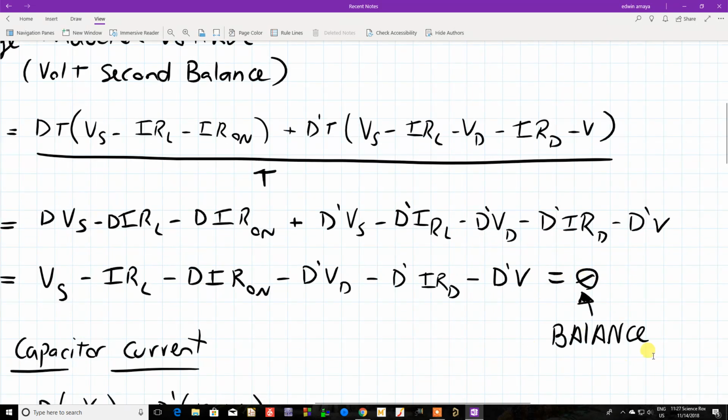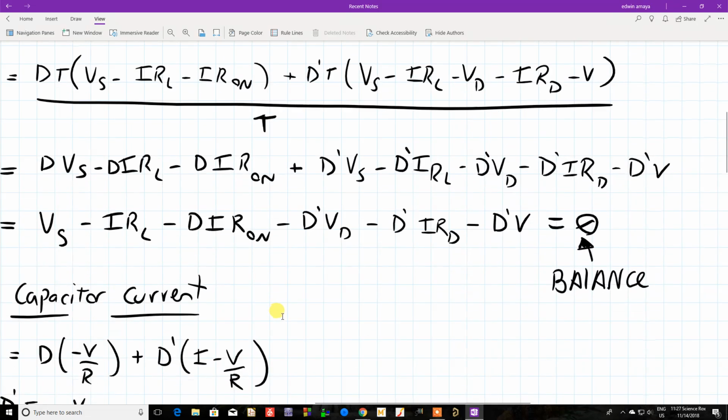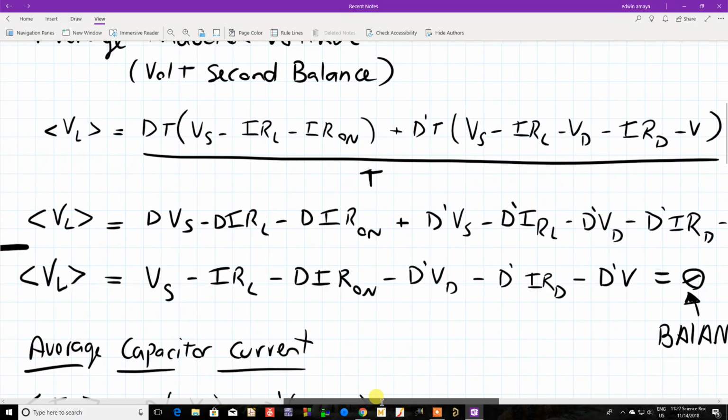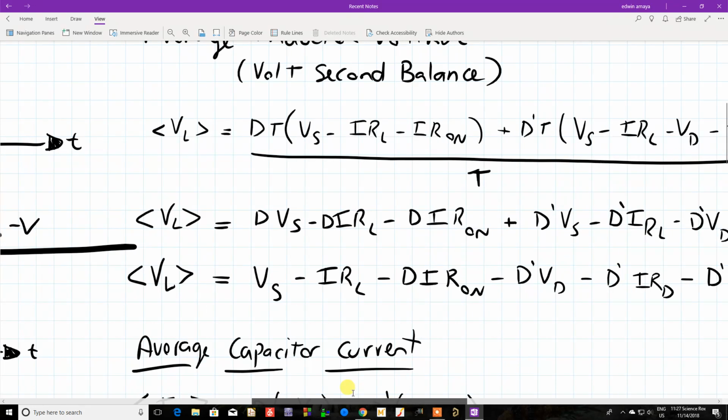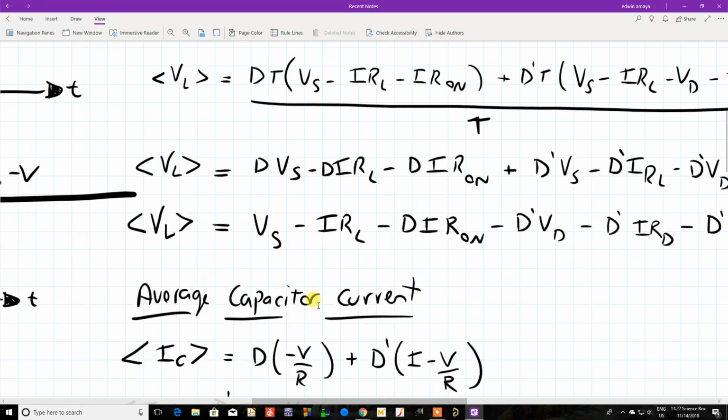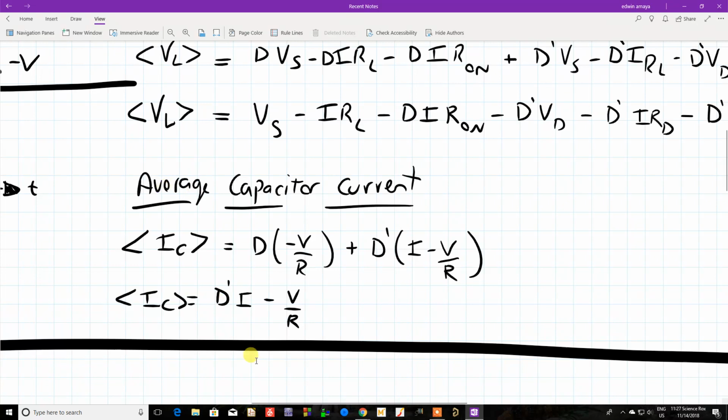again, because we must force the average inductor voltage to be 0. So we're going to solve as if everything were equal to 0. We cannot have any constant number over here like 4 or anything like that, because otherwise our voltage waveform will go to infinity, and that's not what we want. So anyways, so the average capacitor current.